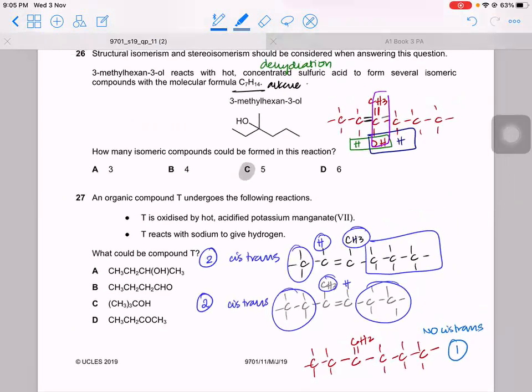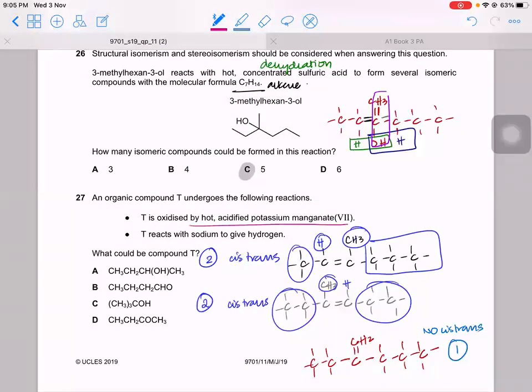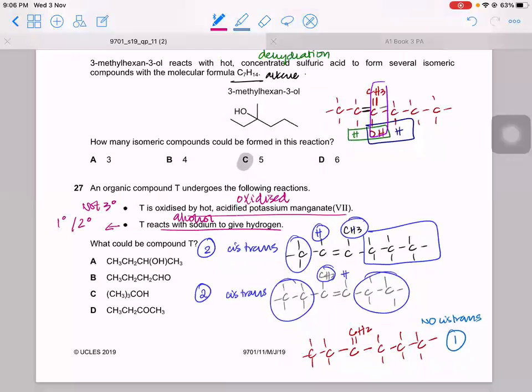Question number 27. Compound T undergoes reaction with acidified manganate. So that means it gets oxidized. And it also reacts with sodium. So that means it can be an alcohol. Yes, because alcohol reacts with sodium. Now, if it is alcohol and if it gets oxidized, that means which type of alcohol can it be? Primary and secondary, not tertiary alcohol because they don't oxidize.